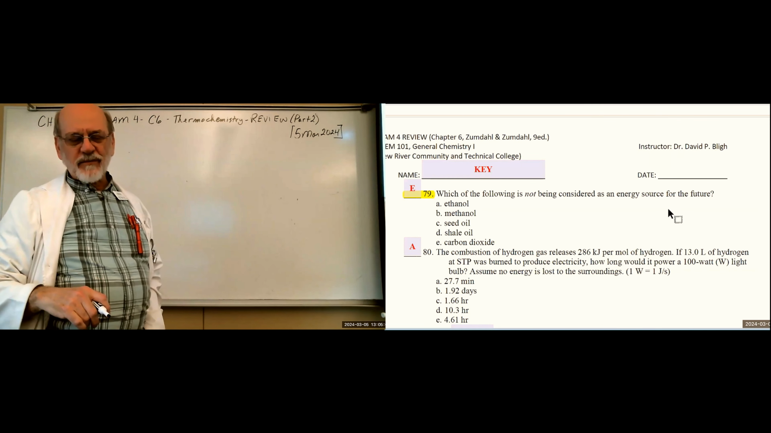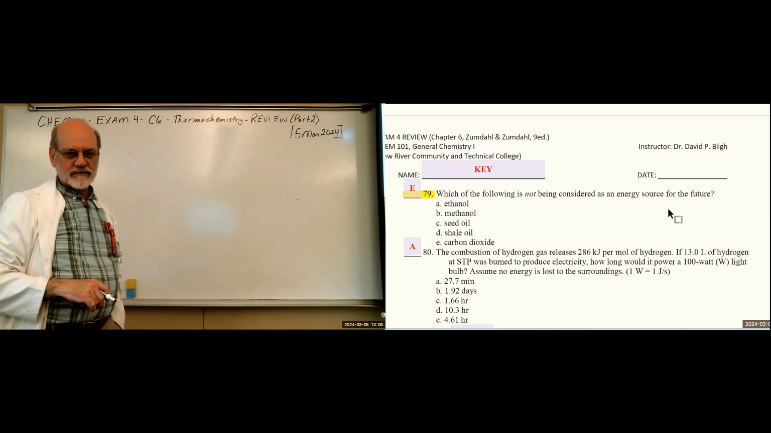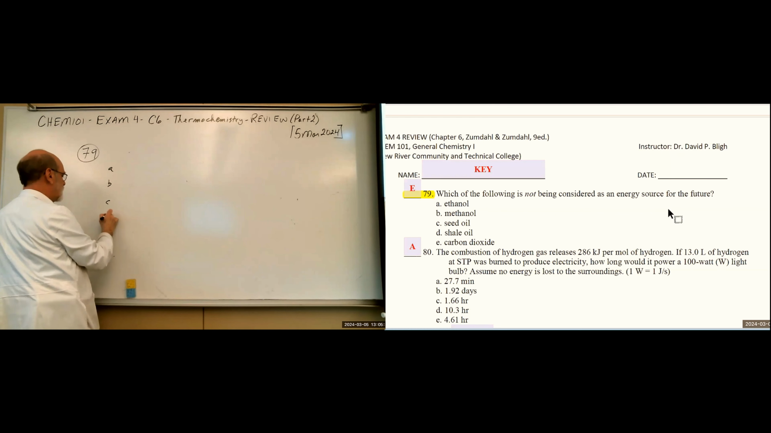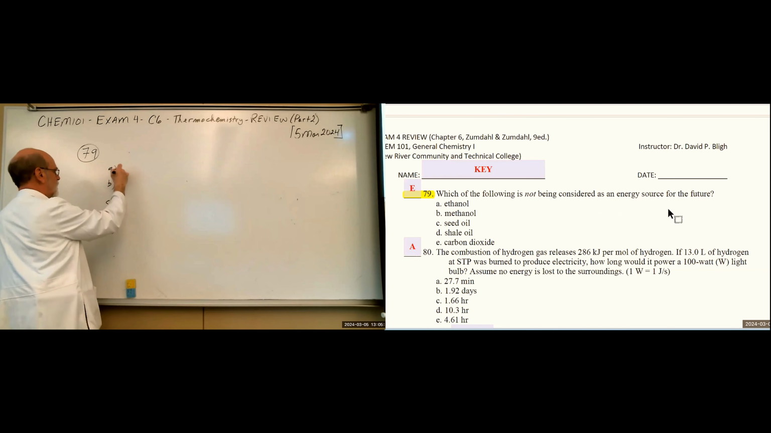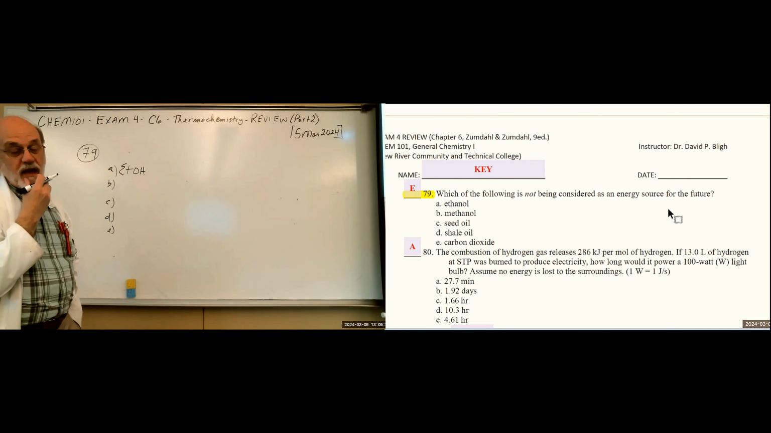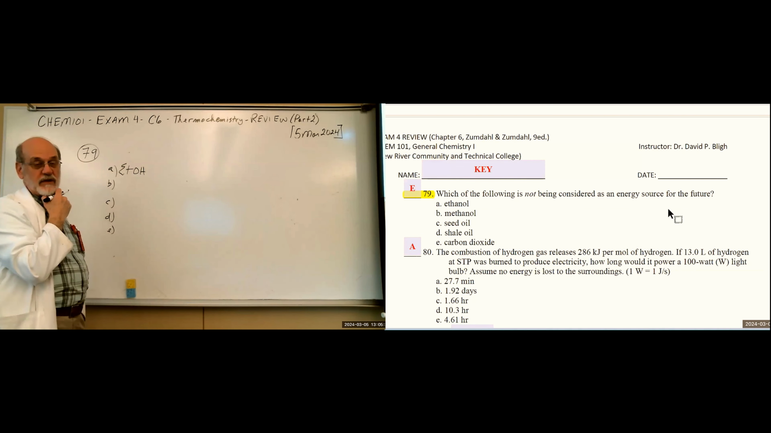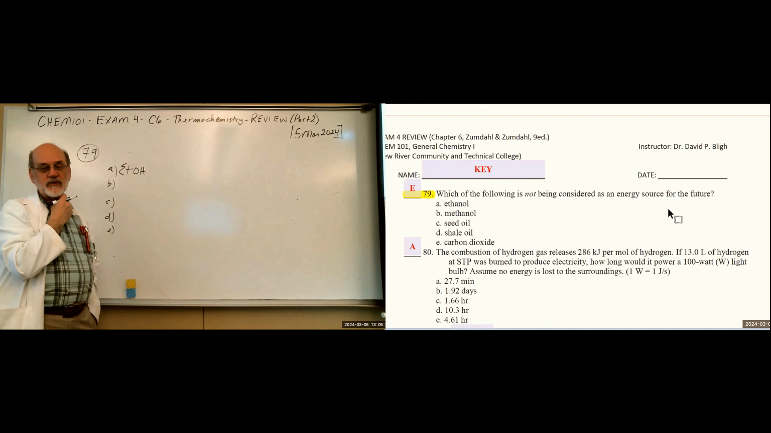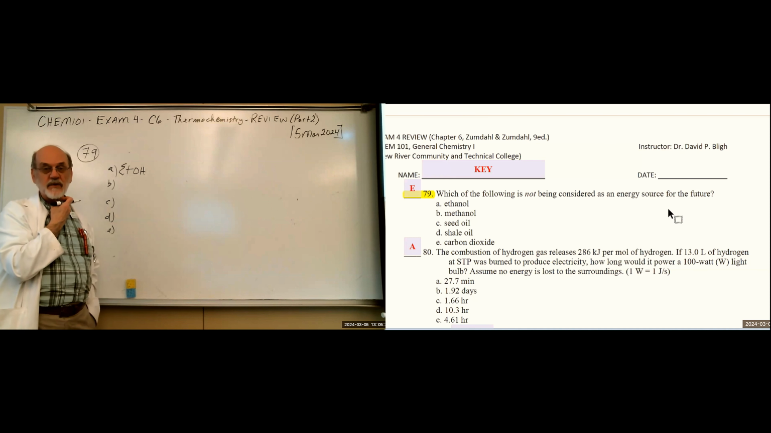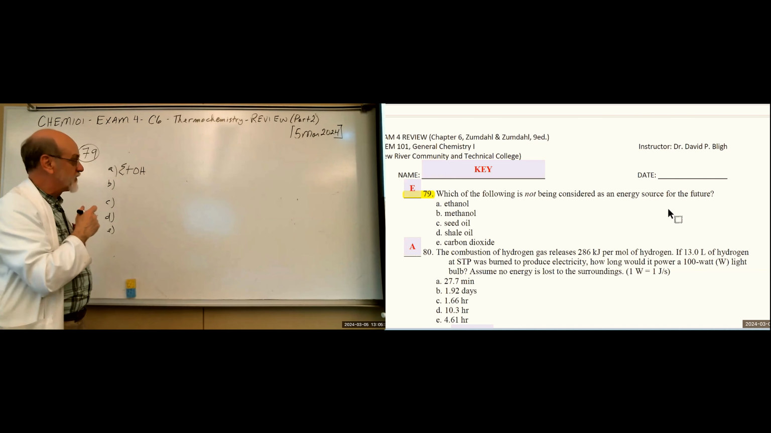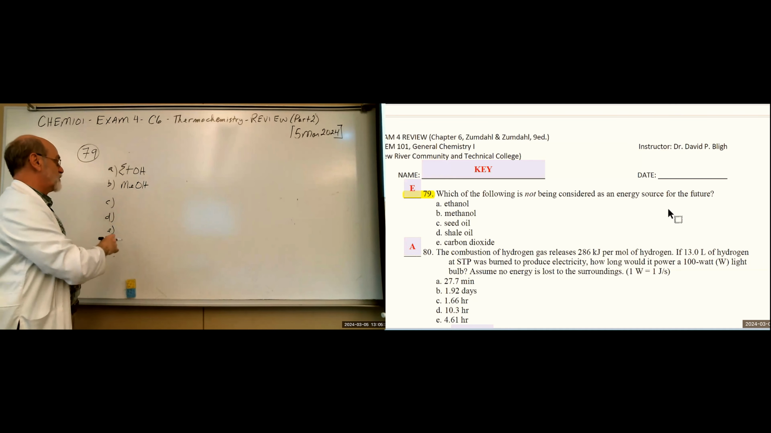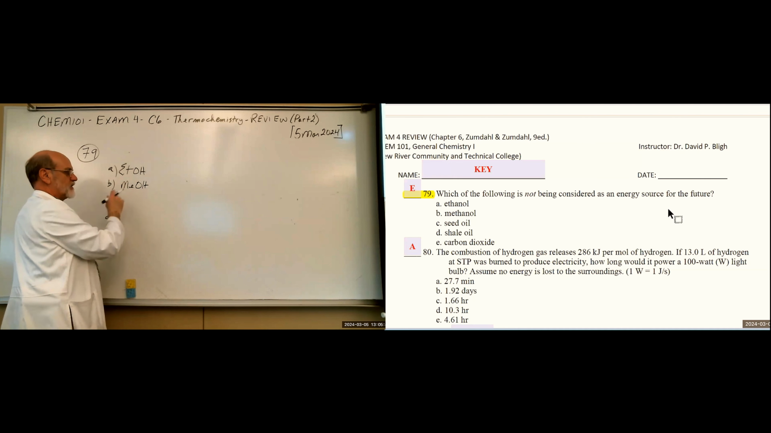Which of the following is not being considered as an energy source for the future? All right. So A, B, C, D, and E. How about ethanol? Yeah, ethanol is always considered. I mean, most gasoline we buy now has 10% ethanol in it. In some places you get even higher. Methanol is also. That's probably better than ethanol for security reasons because you can't drink methanol.